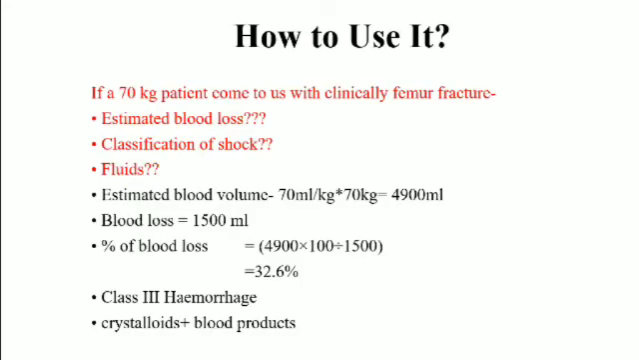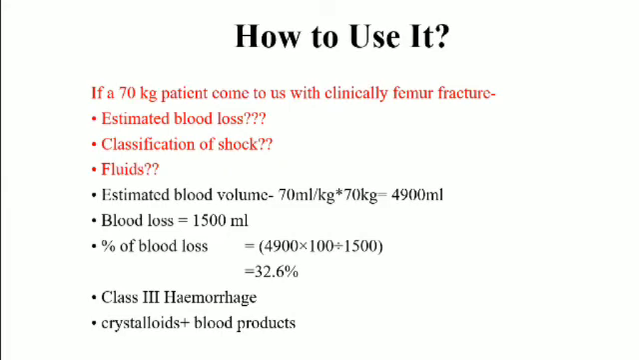So how to use it? In the previous slide, how to use it in our clinical practice. So here is the example. If a 70 kg patient comes to us with a clinical femur fracture, estimated blood loss, classification of shock and fluids: the estimated blood volume of this patient, as we saw in the previous slide, is that an adult human contains 70 ml blood per kg. So he is 70 kg weight, so 70 times 70, that is 4,900 ml blood in his body. So blood loss in femur fracture is approximately 1500 ml blood.